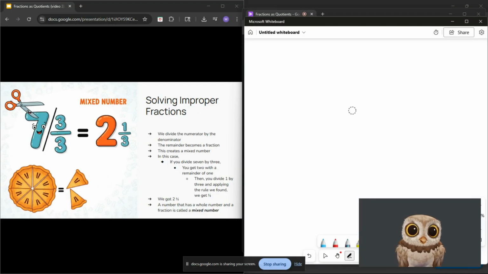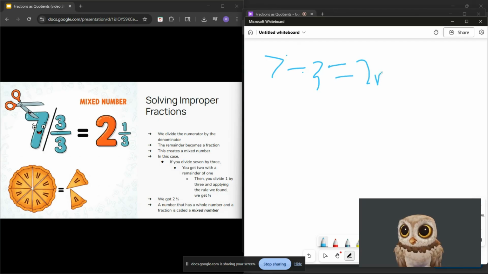So how do we go about dividing improper fractions? First, we divide the numerator by the denominator, which would be 7 divided by 3, which equals 2 with a remainder of 1. Now with the remainder, you start dividing the remainder too. And applying the rule we found, we get 1/3.